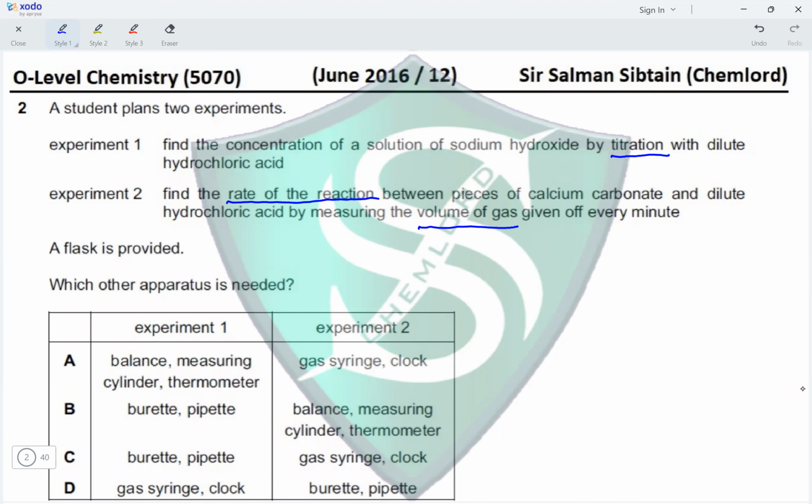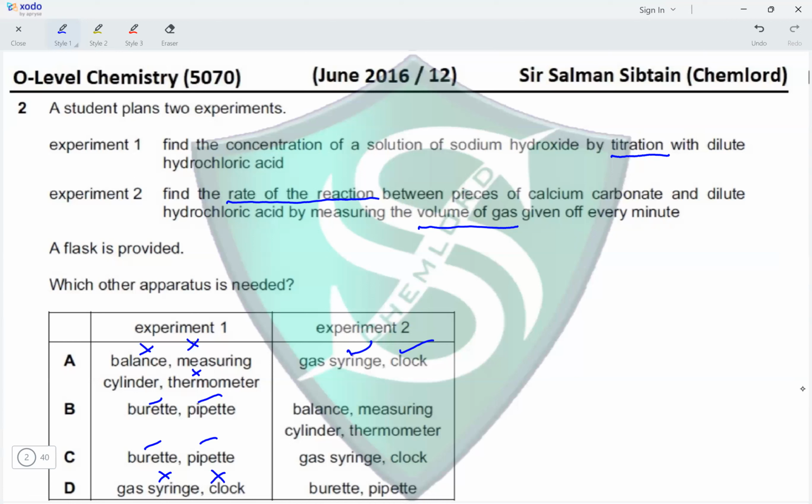Okay, a flask is provided. Which other apparatus is needed? So for experiment 1, we've got concentrated solution of sodium hydroxide and dilute hydrochloric acid. Do we need a weighing balance? No. A measuring cylinder? No. A thermometer? No. Okay. We need a burette and a pipette? Yes. And we don't need a gas syringe and a clock for experiment 1. For experiment 2, we need a gas syringe and a clock.